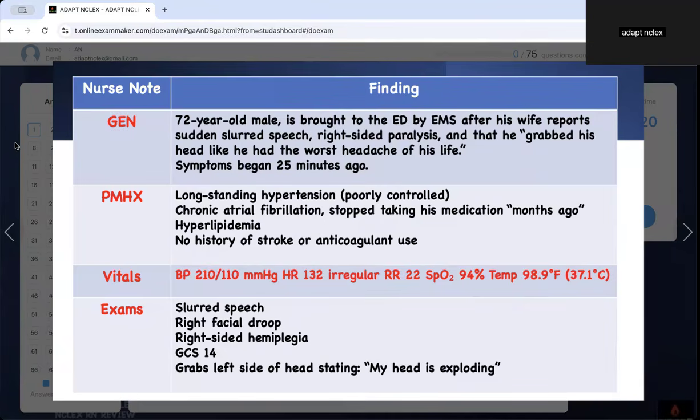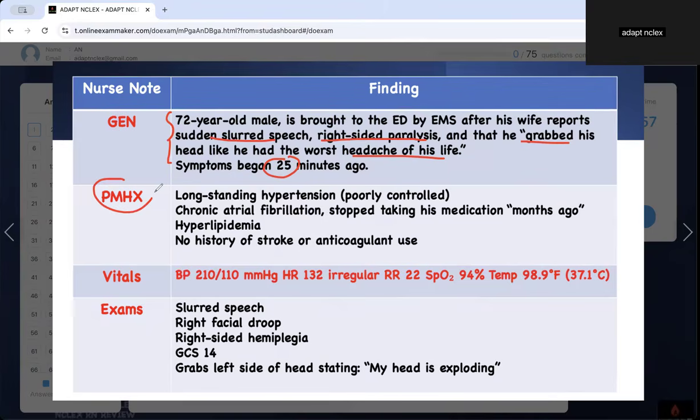And then you decide to go through all the information given to you, underline the buzzwords, and know that this patient came in because of what? Right-sided weakness. He grabbed his head. He has the worst headache of his life. He has slurred speech. Something should be ringing in your ear. And this began 25 minutes ago. We are running out of time.